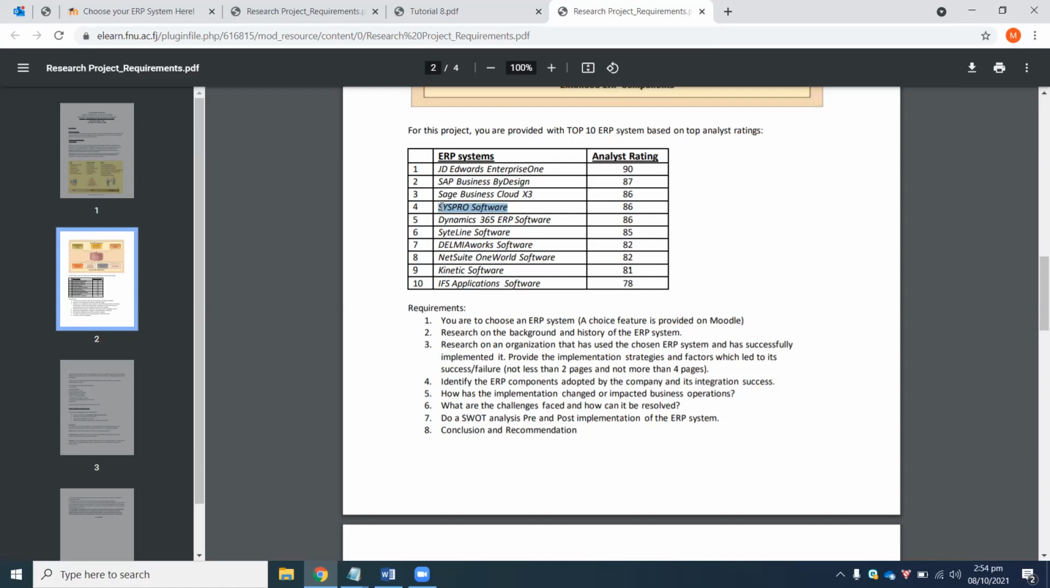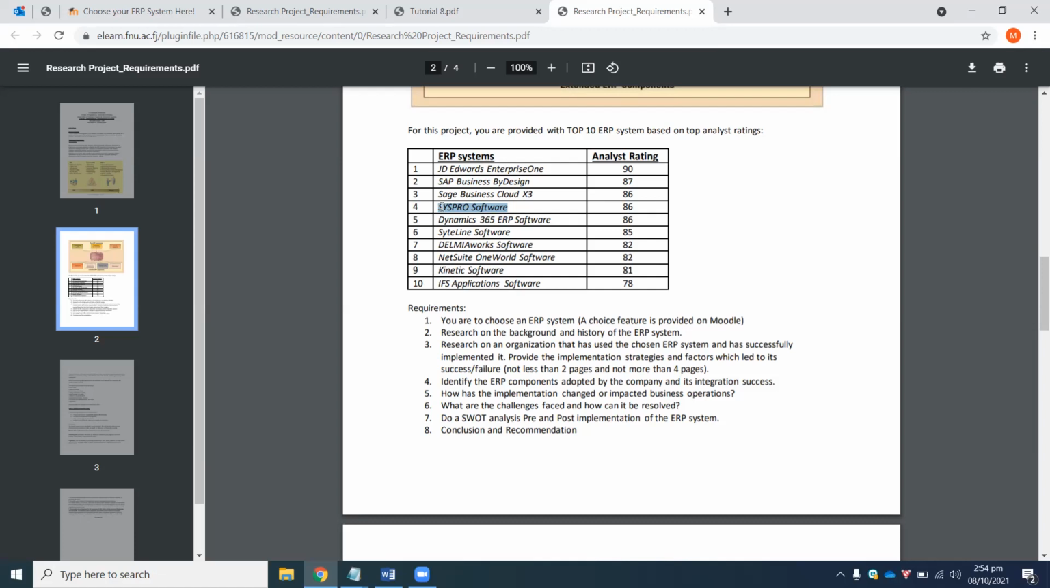First of all, I need you to go and read. I need you to go and understand, summarize things, and write it down in your own words. You need to understand what you're writing, right? Okay, 4, identify the ERP components adopted by the company and its integration success.